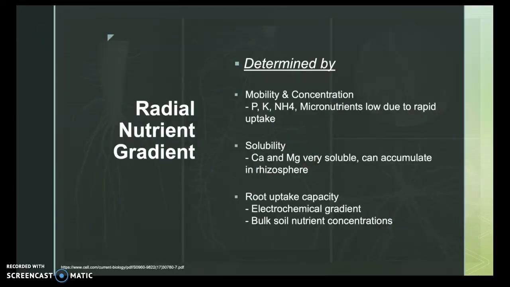Nutrient concentrations within this region can vary as determined by a compound's capacity to diffuse. Nutrients that are found in less concentration in the soil and lack mobility, such as phosphorus, potassium, ammonium, and micronutrients, are quickly taken up by the plants. Therefore, they are found in less concentration in the rhizosphere. Compounds comprised of more soluble elements, such as calcium and magnesium, are more prevalent in soils and therefore can accumulate in the rhizosphere. Above all, the ability for a plant to uptake certain nutrients is highly regulated by the electrochemical gradient and the bulk soil nutrient concentrations.